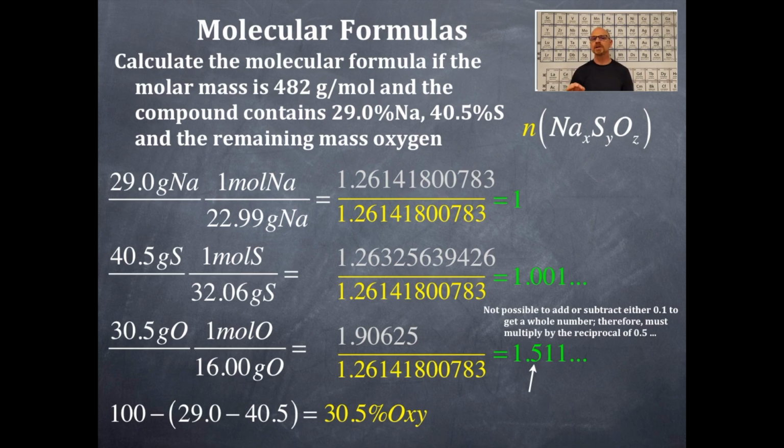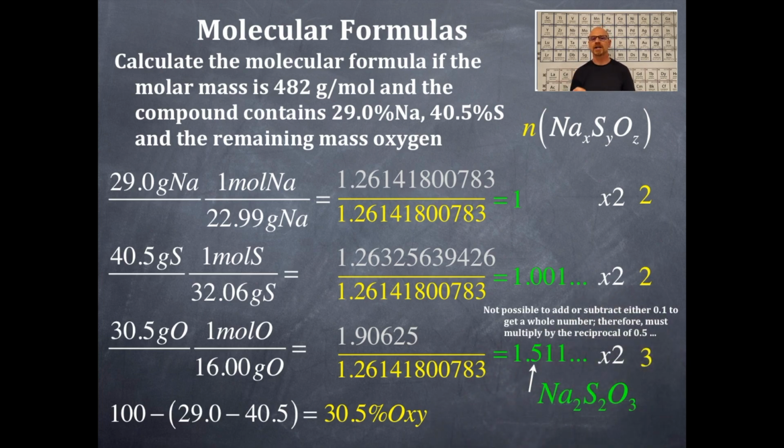So we need to multiply by the reciprocal of the 0.5. What's the reciprocal of 0.5? 2. So we're going to multiply the oxygen's mole ratio by 2. We're going to keep that same mole ratio with the sulfur and the sodium as well. So 2 times 1 is 2. 2 times 1 is 2. 2 times 1.5 is 3. And now I have my mole ratio values. So now I can substitute the 2 in for X, the other 2 in for Y, the 3 in for Z, and now I get my empirical formula.